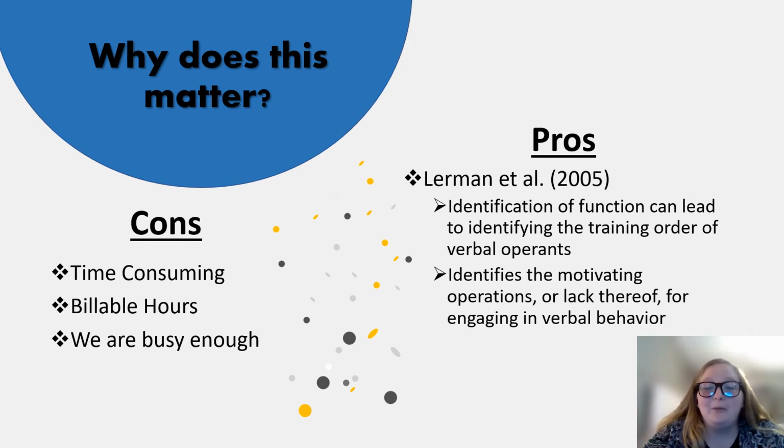And so being able to learn the order in which these verbal operants should be trained for each kid could be life-changing. It also helps to identify the motivating operations or lack thereof for engaging in verbal behavior. If this kid is not having enough reinforcement following the verbal behavior, they won't engage in it. Everything they do surrounds motivation. And this just helps us identify that in relation to verbal behavior.